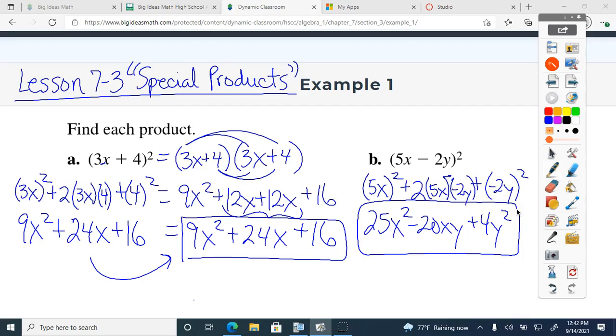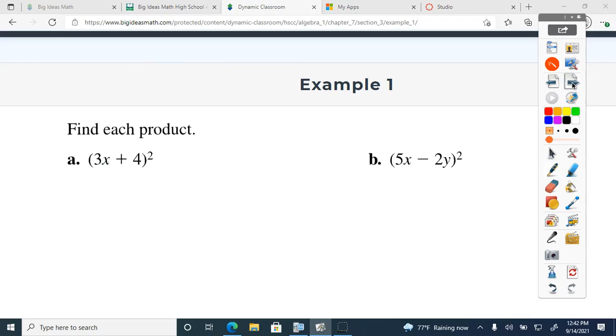Everybody good on example 1, A and B? Again, do you have to do it the short way? No. You can do it the long way if you want to. You can make your tables if you like your tables. You can do it however you want from yesterday's lesson. Example 2, I think we'll come back and do.